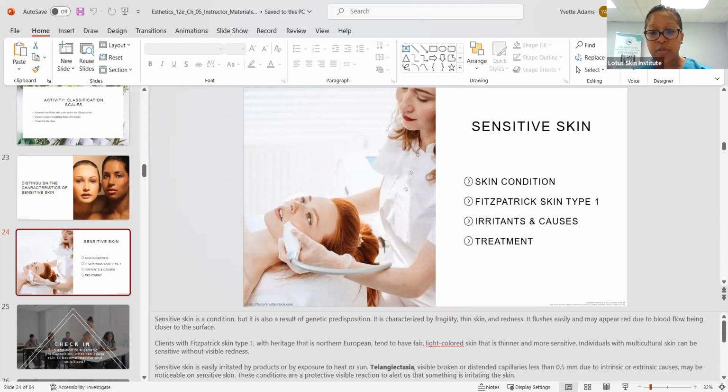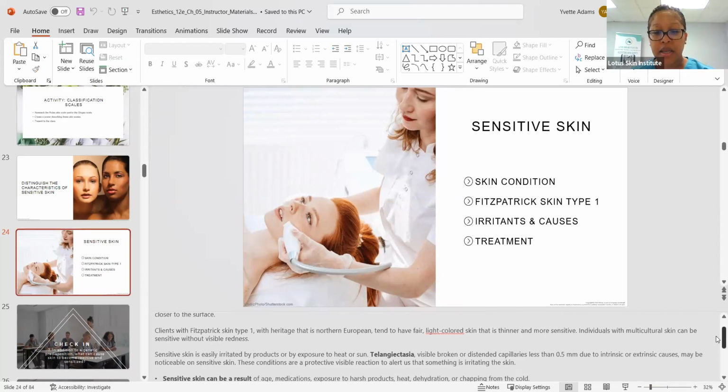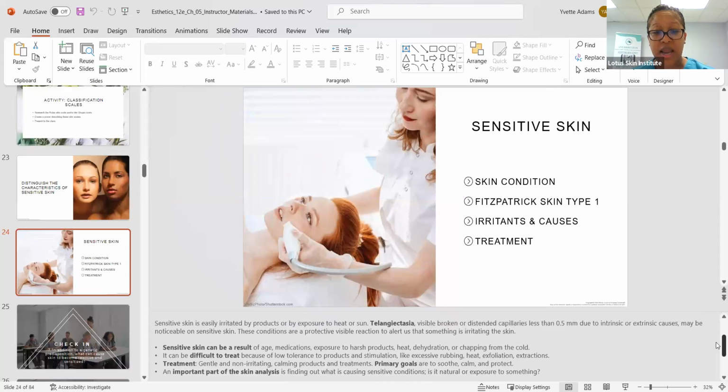Telangiectasia is visible, broken, and distended capillaries due to either intrinsic, internal, or extrinsic, external causes. May be noticeable on sensitive skin. Honestly, anybody can have sensitive skin. You can have skin that used to not be sensitive that is sensitive now.